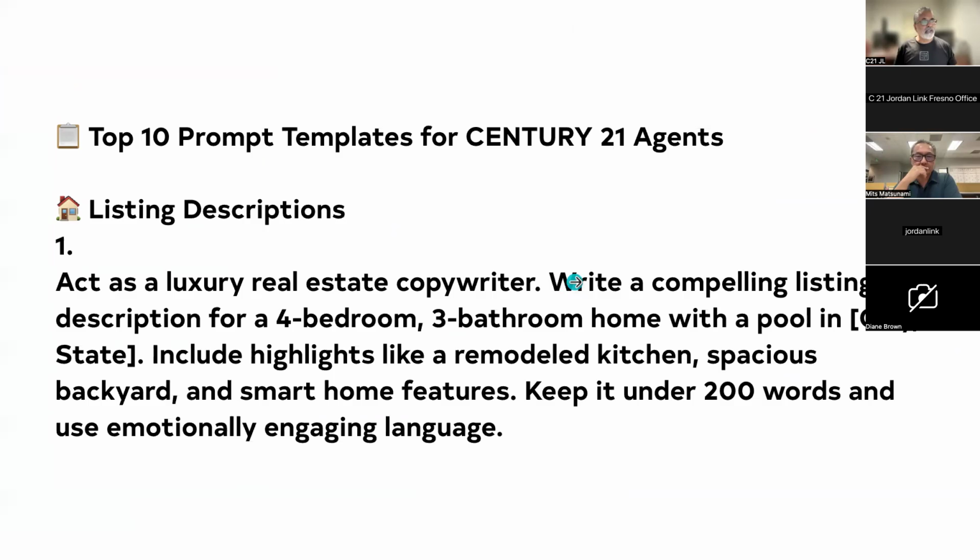Act as a luxury real estate copywriter. Okay, so I need somebody to create content that's copywriting content. Write a compelling listing description for a four-bedroom, three-bath home with a pool in what city, state, you fill in the blank. Include highlights like a remodeled kitchen, spacious backyard, smart home features. Keep it under 200 words and use emotional, engaging language. So what you're going to do, if you need a listing description, is fill in the blanks and rearrange it just slightly and then put it into AI.